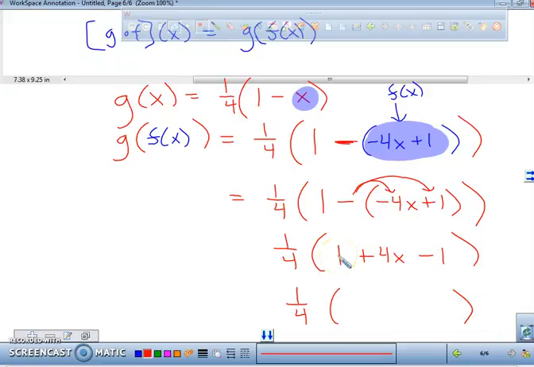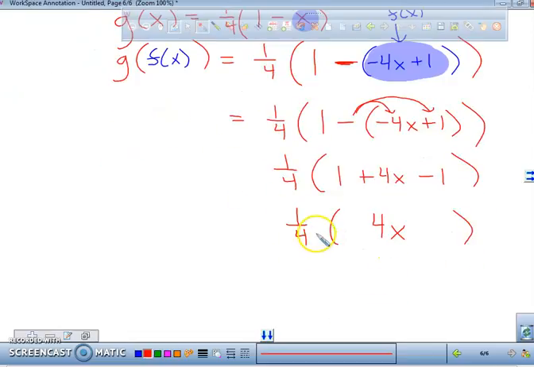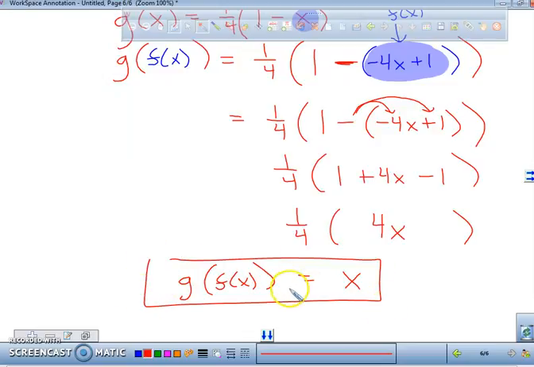I've got a 1 and I've got a negative 1. What's going to happen to that 1 and that negative 1? They're going to cancel each other out, right? What am I only left with? 4x, because 1 minus 1, those cancel out to 0. Well, what is a fourth of 4x? 1x. So what did g of f of x end up also becoming? X.